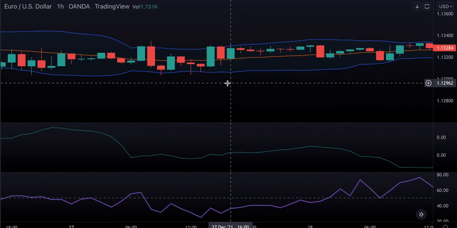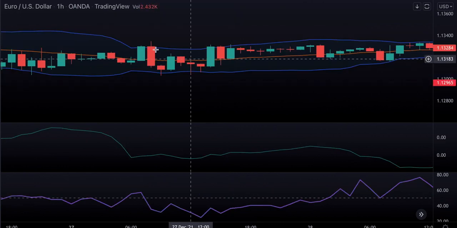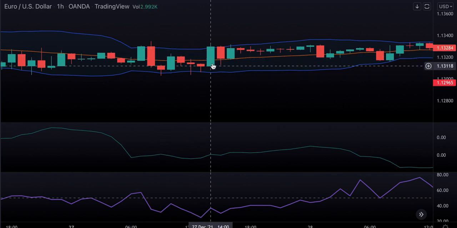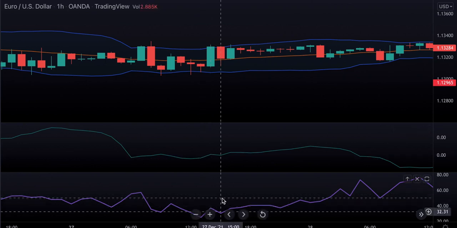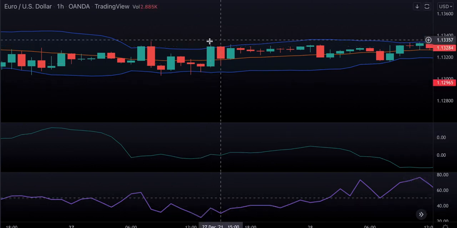Here's another example of a long trade we wouldn't have taken. So we had a range in market, and then this strong bullish candlestick that broke through, that crossed and closed above the Bollinger Bands. Our line is pointing upwards, but our money flow index is below 50. So we would have skipped this trade as well.